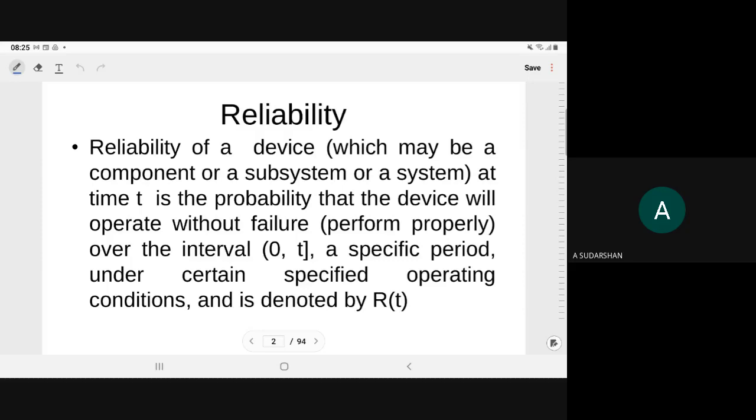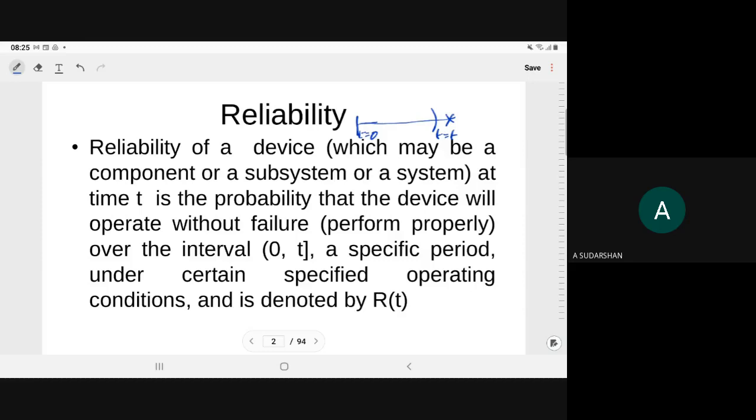It means that we have a timeline. Any product or device starts functioning from t is equal to 0, and up to t is equal to t there is no breakdown. After that we have the breakdown. So up to t, that device is reliable.